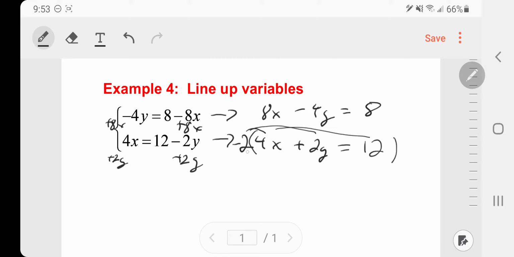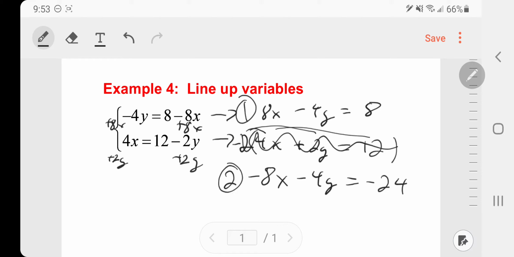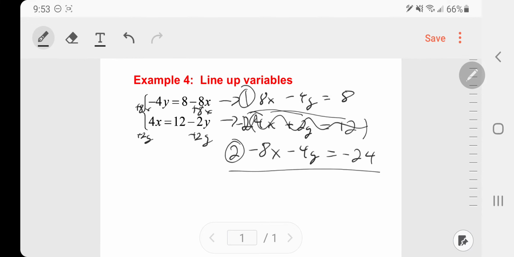So let's go ahead and do that. Negative 2 times 4x is going to give me a negative 8x. Negative 2 times 2y is negative 4y. Negative 2 times 12 is a negative 24. Okay, so now I'm finished with this middle equation. This top one and this bottom one are the two that I'm going to combine and eliminate.